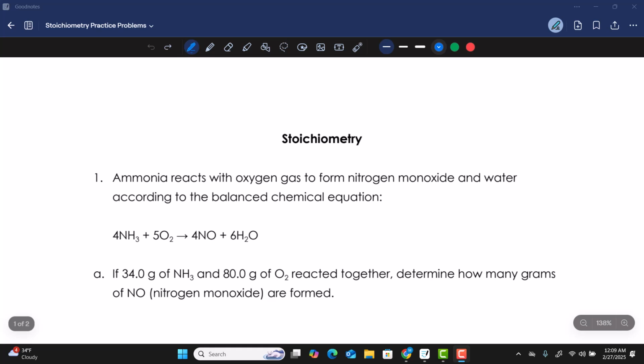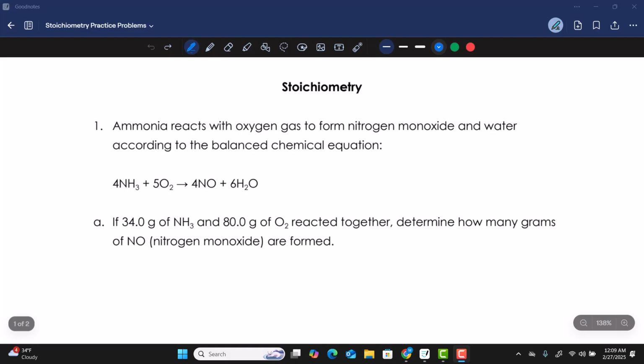Hey everyone, in today's video we're going to be talking about stoichiometry and we're going to do gram to gram conversions. We're going to talk about the limiting reactant, the excess reactant, the theoretical yield, the actual yield, and the percent yield. So first we have a chemical reaction where ammonia reacts with oxygen gas to form nitrogen monoxide and water. And this chemical equation is balanced.